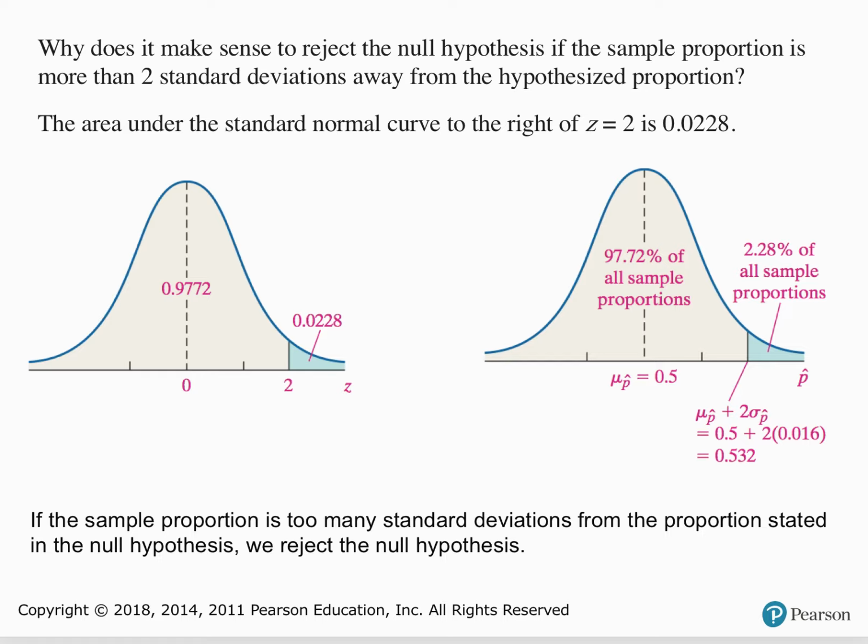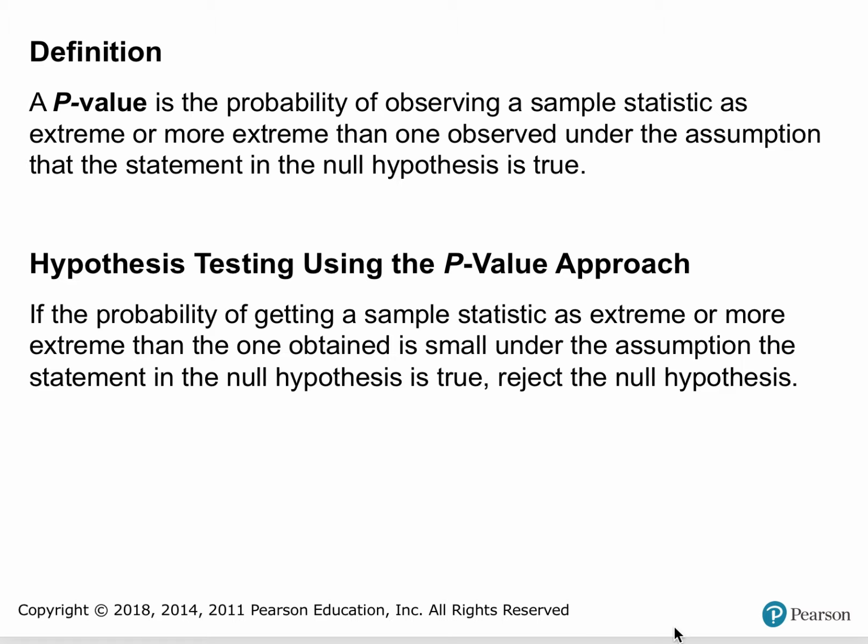All right, so let's actually physically do it ourselves now. Well, let's get a definition first. A p-value is the probability of observing a sample statistic as extreme or more extreme than the one observed under the assumption that the statement in the null hypothesis is true. If that probability is small, under the assumption that the null hypothesis is true, then we're going to reject the null hypothesis.